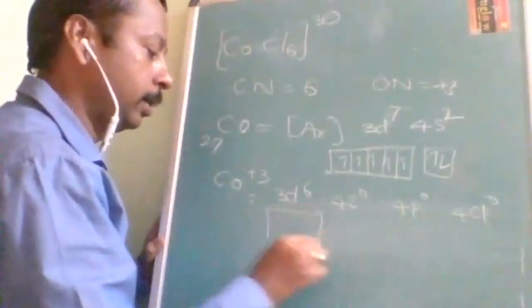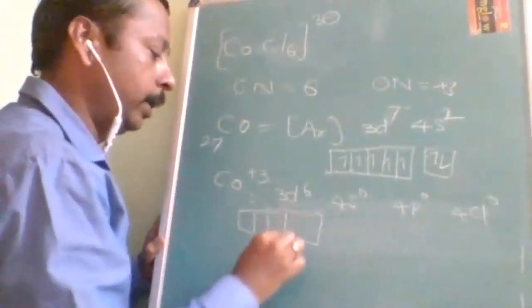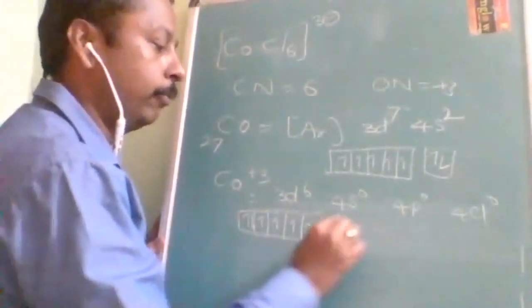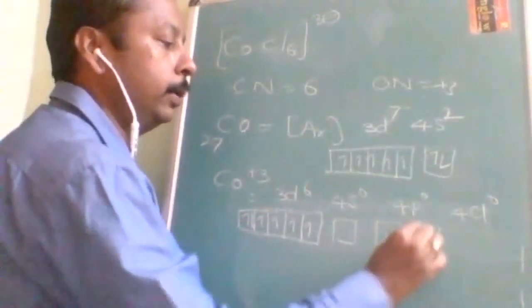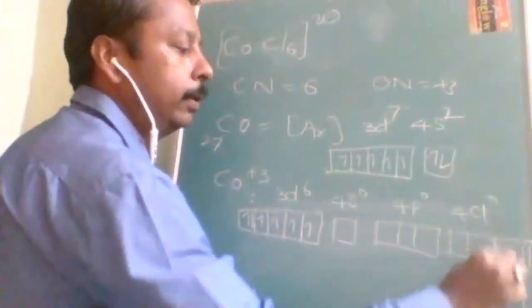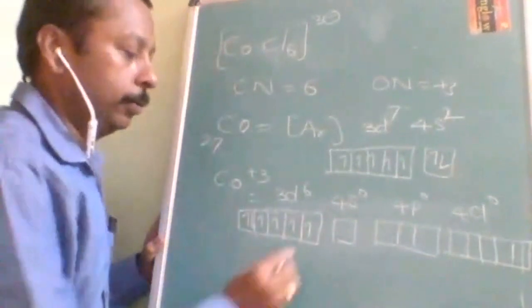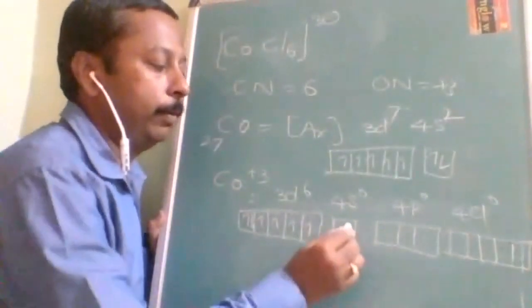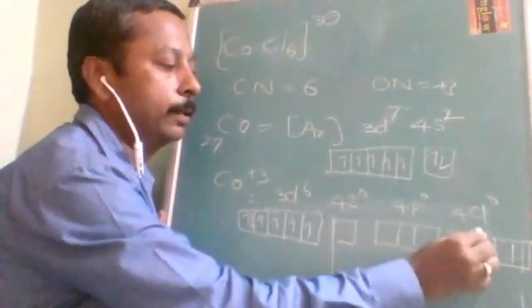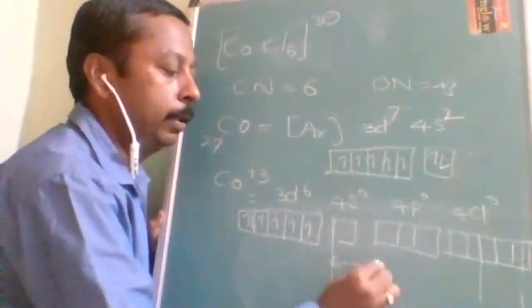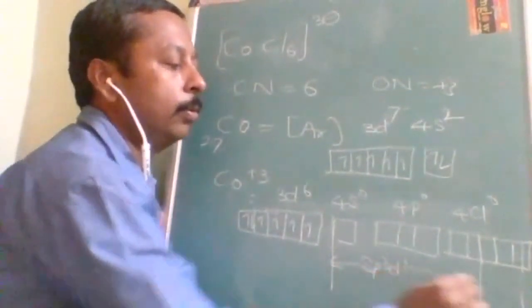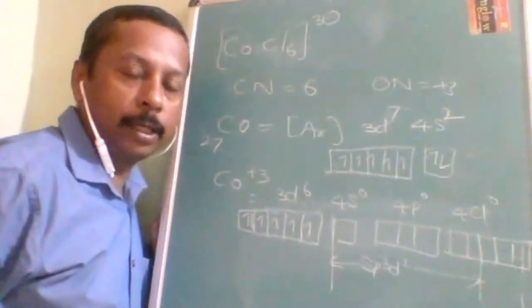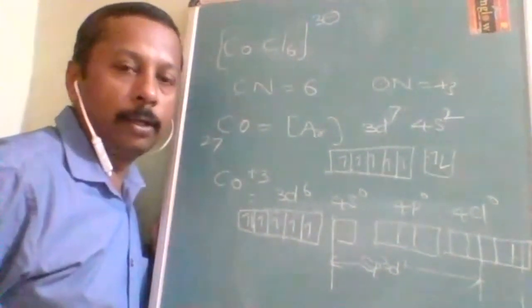Because it is a weak field ligand, it cannot get the electrons paired up. 4s0, 4p0 and 4d0. So this is a weak field ligand, pairing will not take place, so hybridization will start from here. 1, 2, 3, 4, 5, 6. So the hybridization will be sp3d2. This is called an outer octahedron. Earlier it was an inner octahedron and now it is an outer octahedron.